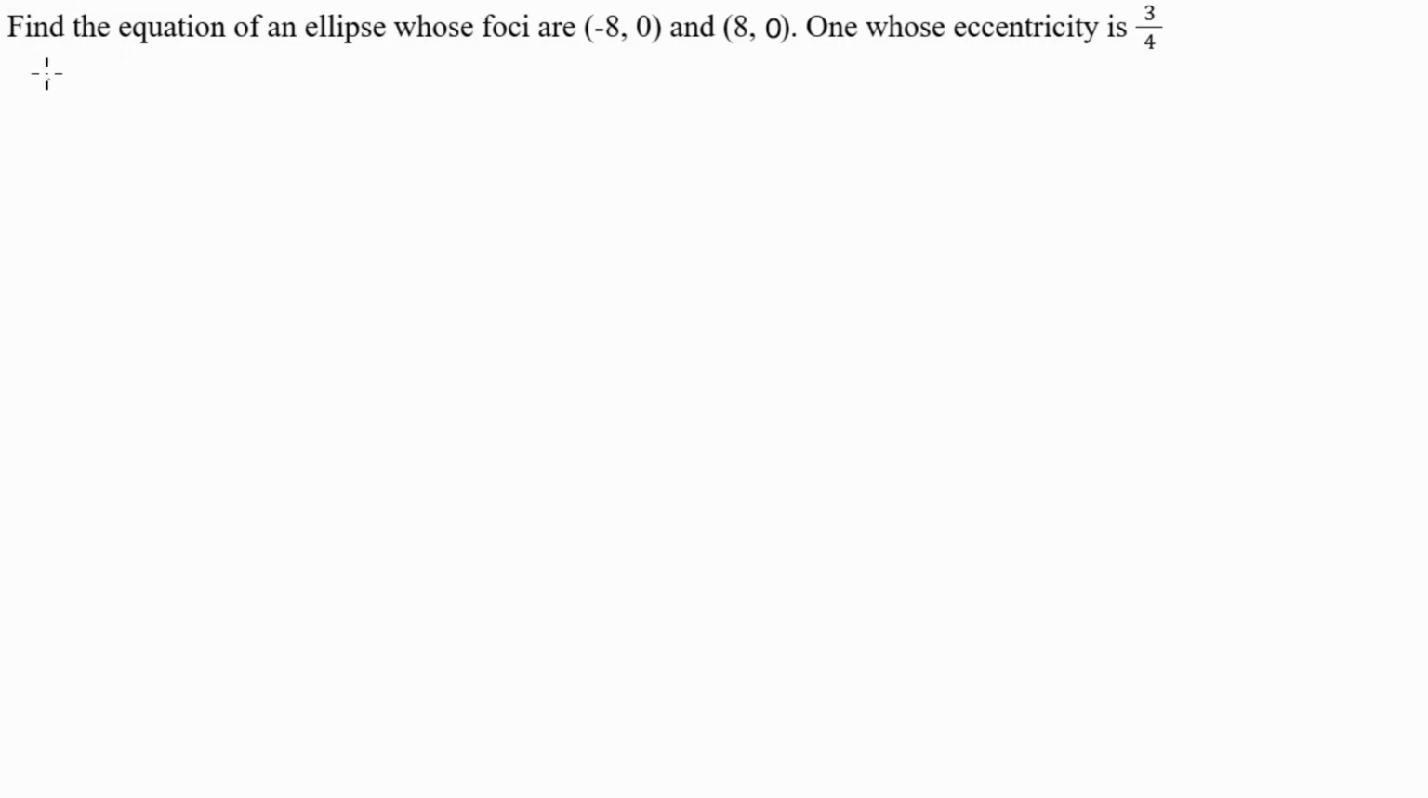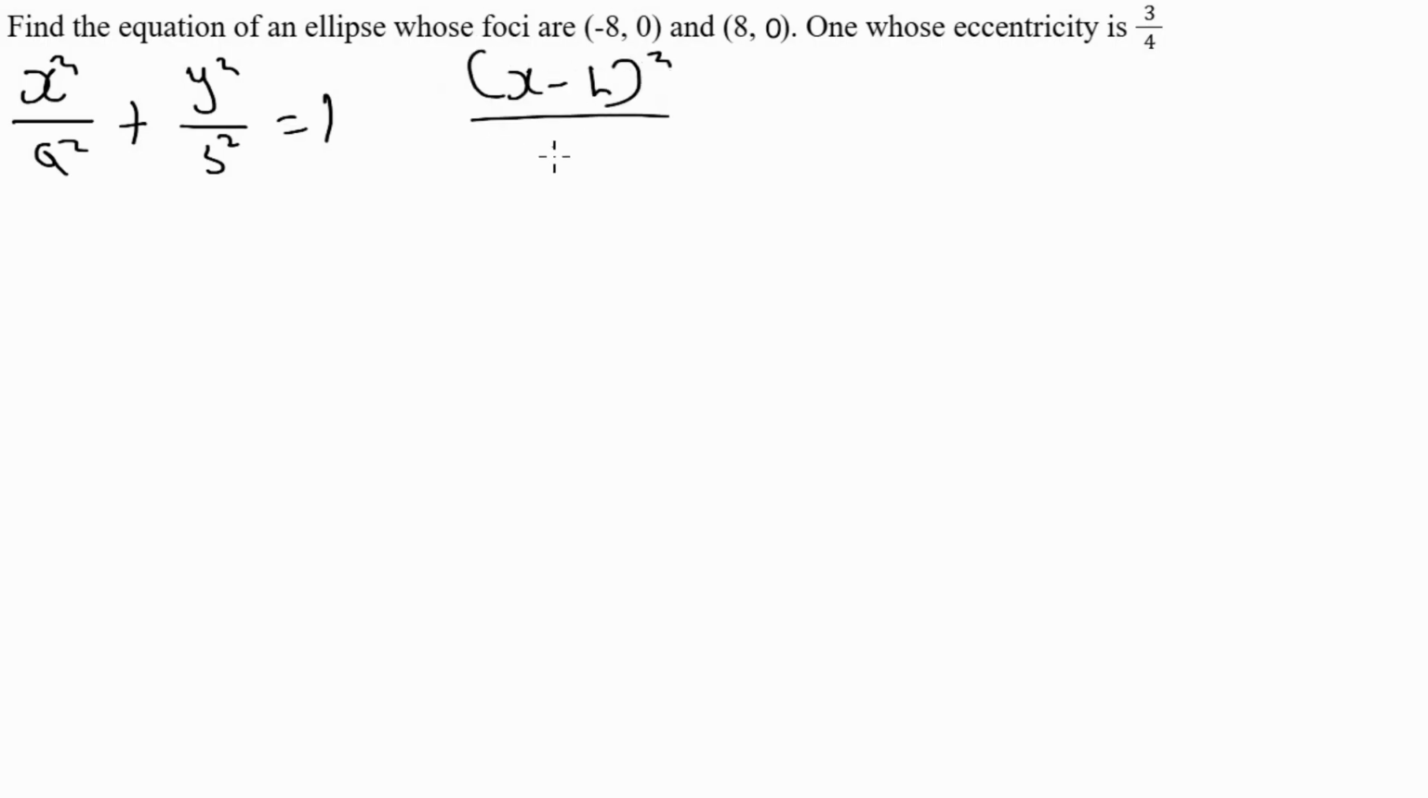So first, the equation can either be x squared over a squared plus y squared over b squared equals 1, or it should be (x minus h) all squared divided by a squared plus (y minus k) all squared divided by b squared equals 1, or the values of a and b should be flipped. So it depends on the orientation. We need to know the orientation of the ellipse. But before we do that, we actually need the center of the ellipse. We must know if the ellipse is centered at the origin or not, to know which form it is going to be.